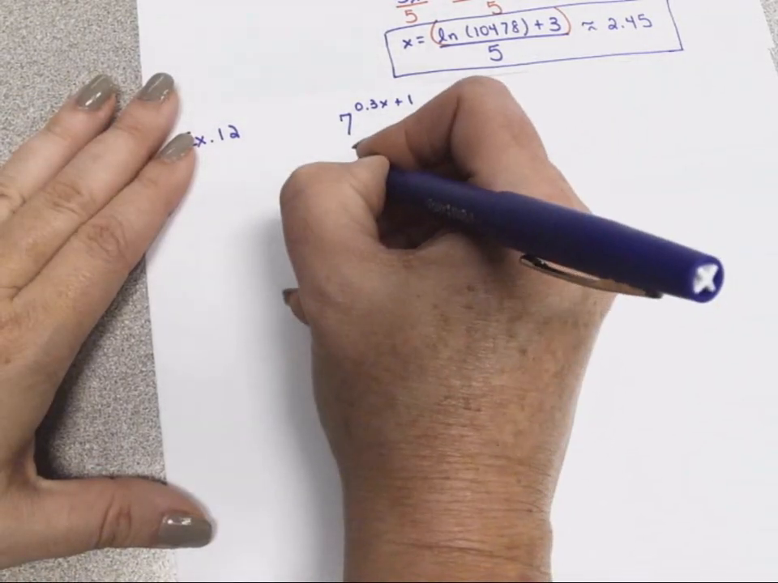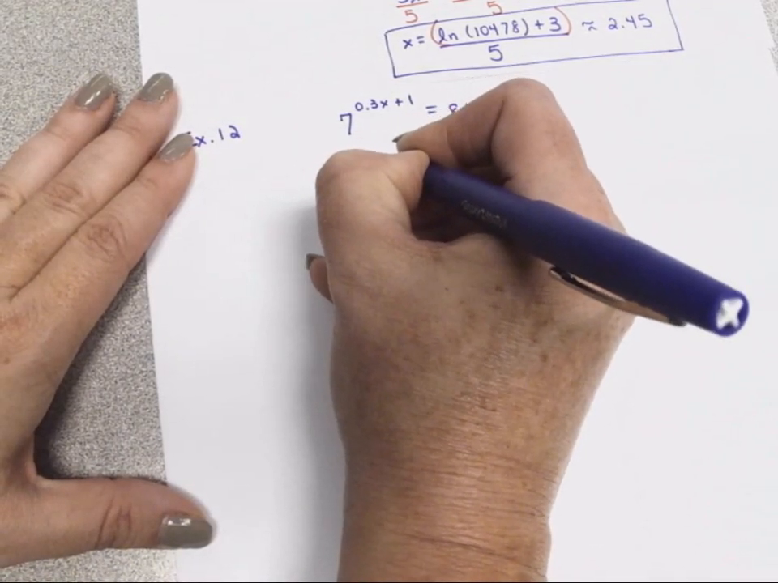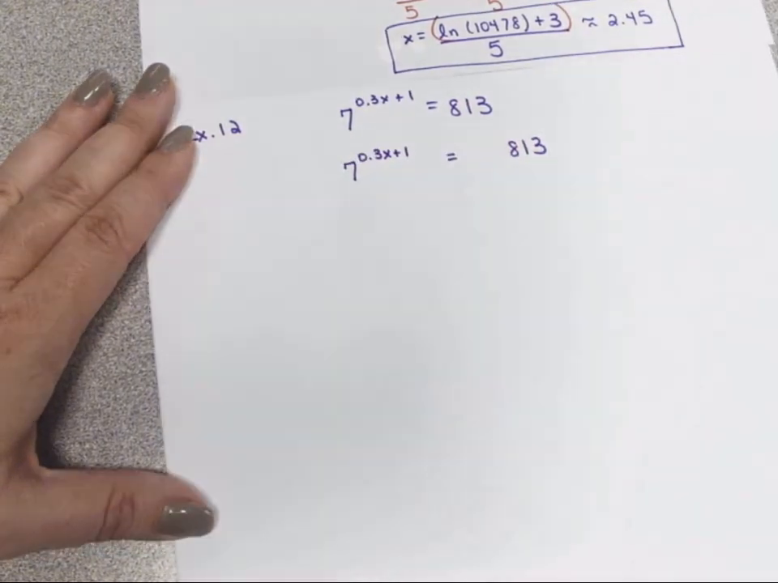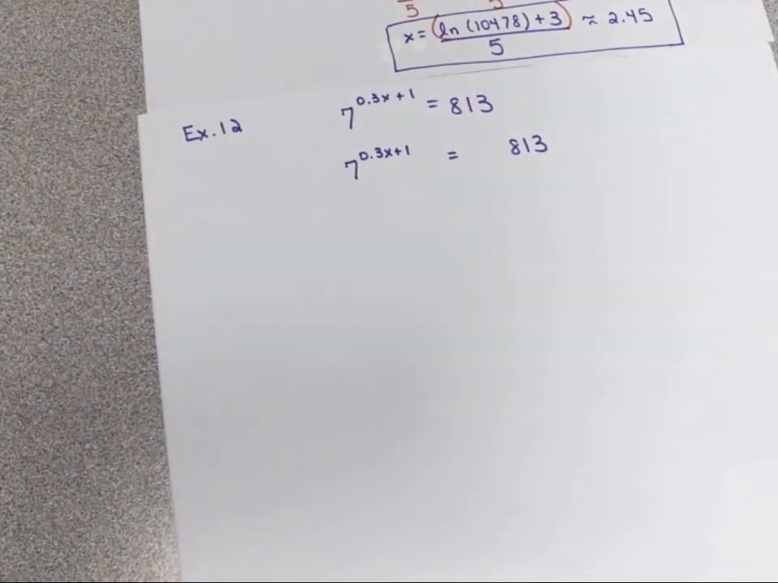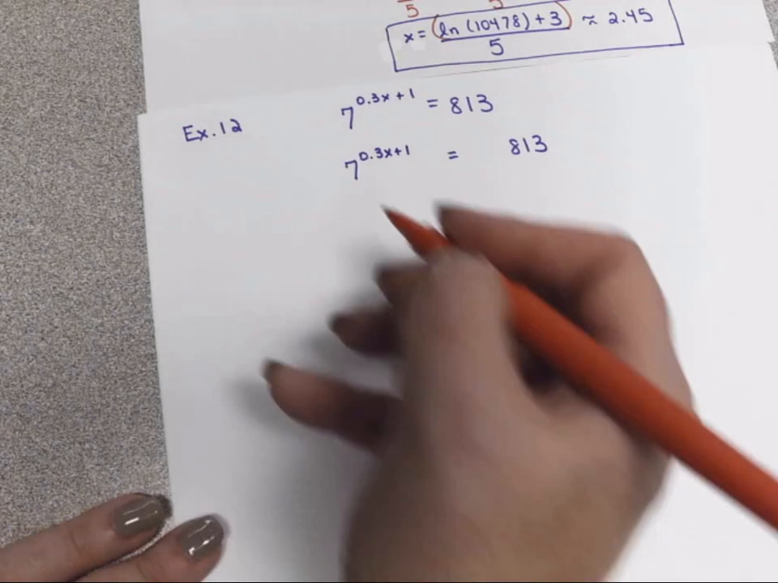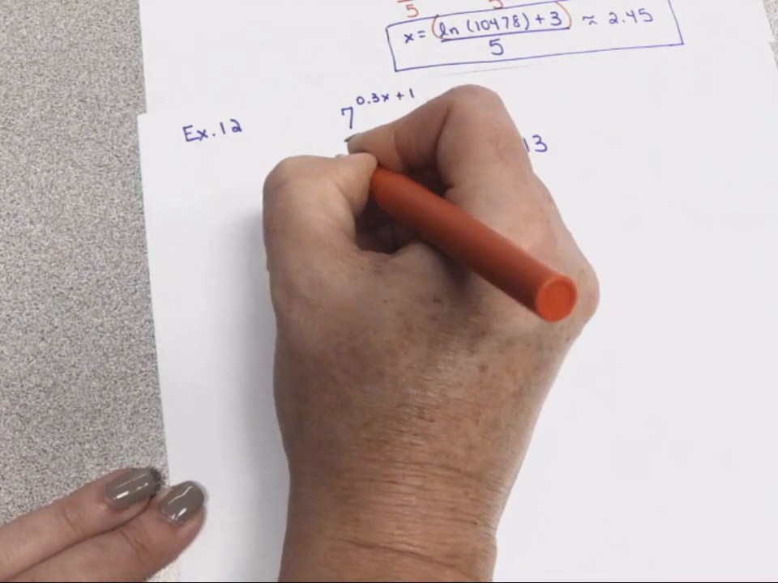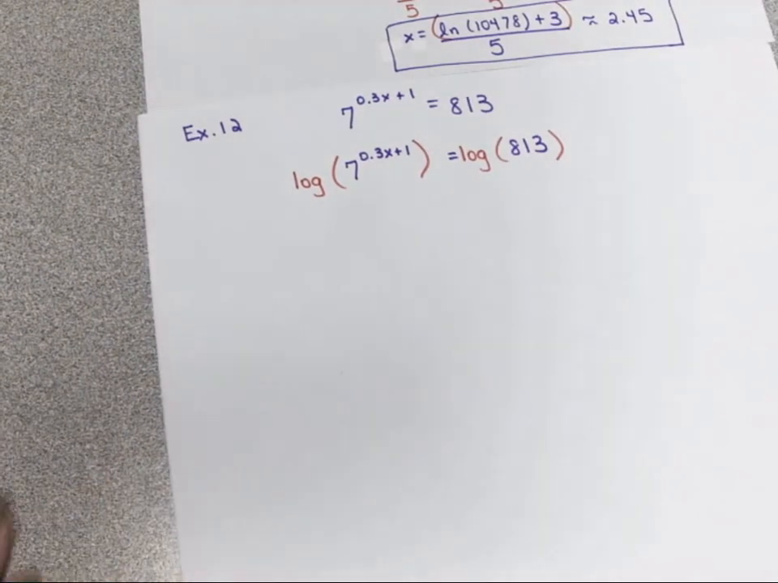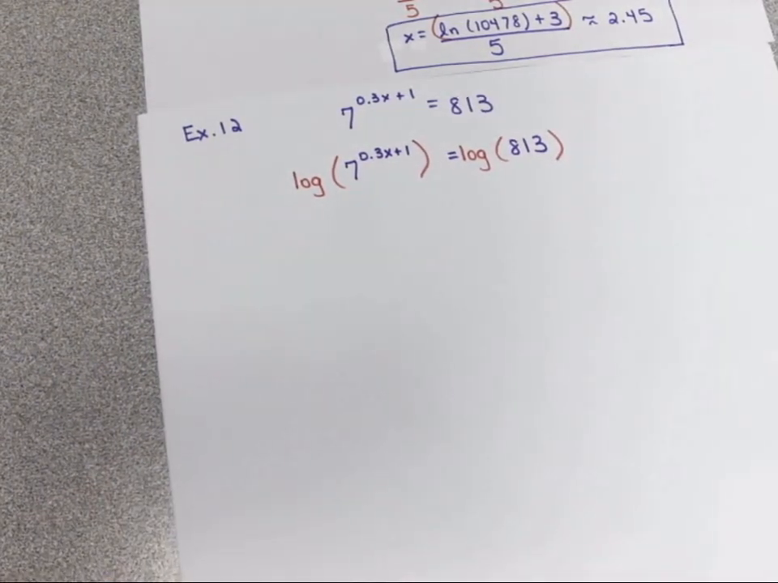Take the log of both sides, but this time notice there's really no preference, right? When it's e, you definitely want to use which log? ln. When it's 10, you definitely want to use which log? Log, right, regular log. But when it's another number, you can just pick one. So I'm just going to switch back to log just to remind you that you have more than one option. But it would work the same no matter what.